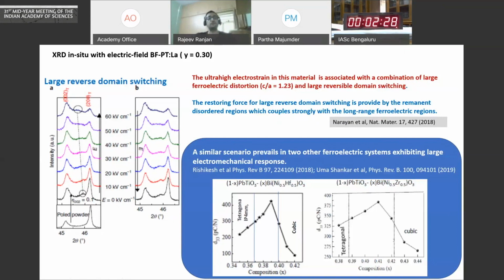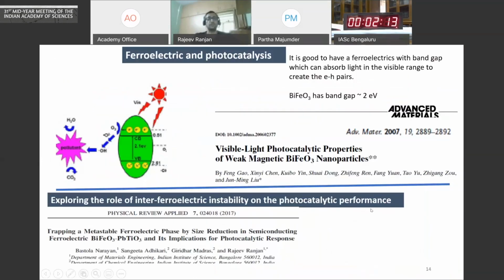phenomenon. We not only found this phenomenon in this material, but we also discovered that the same phenomenon is responsible for showing large electromechanical response in two other systems. Because of lack of time, I will not go into it. And there are other facets which we have also explored.